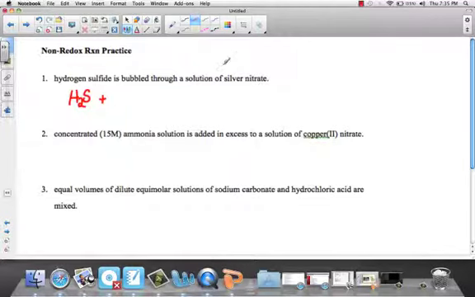And silver nitrate is AgNO3. So nitrates are soluble, with no exceptions. So let's split this up right away. Sulfides are insoluble, so we know we're going to have that. And this is going to be Ag plus and NO3 minus.